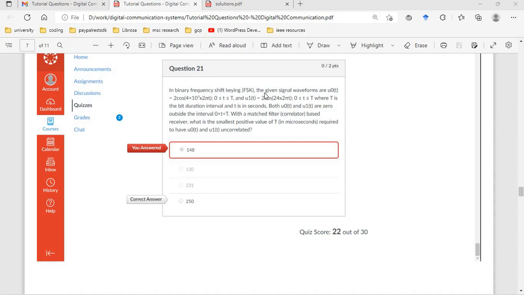In binary FSK, the given signal waveforms are U0 of t and U1 of t over the same duration, where capital T is the bit duration interval and t is in seconds. Both U0 of t and U1 of t are 0 outside the interval. With a matched filter correlator based receiver, what is the smallest value of T in microseconds required to have U0 of t and U1 of t uncorrelated?